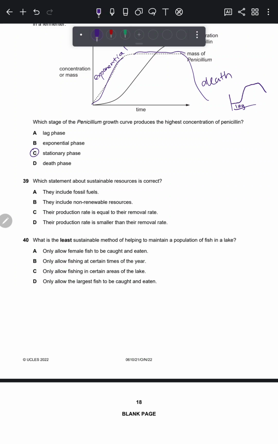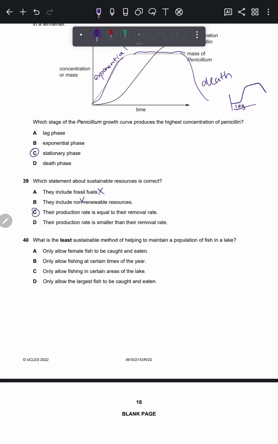Which statement about sustainable resources is correct? Do they include fossil fuels? No, because they're not sustainable. They include non-renewable resources? No, because sustainable resources would be renewable. The production rate is equal to the removal rate. That sounds like a sustainable resource. The production rate is smaller than the removal rate, so they're produced less than they are removed. I feel like that just sounds wrong, so should we see?